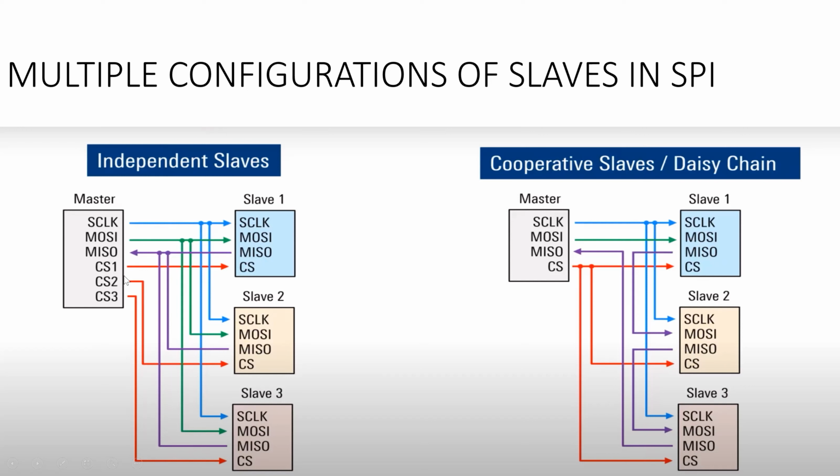So how do we configure which slave? Suppose I want to talk with one of these slaves, so there is the chip select line too. The master will pull this active low line to the low level, so this will go down. Anyhow, we are providing the clock to all of these slaves.